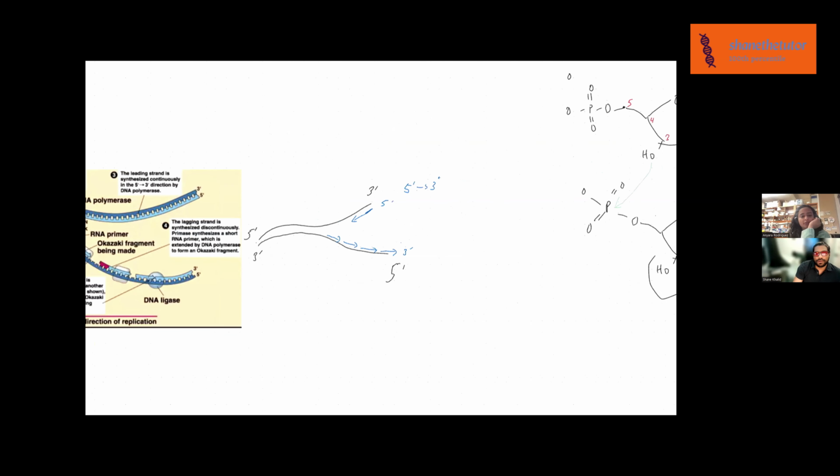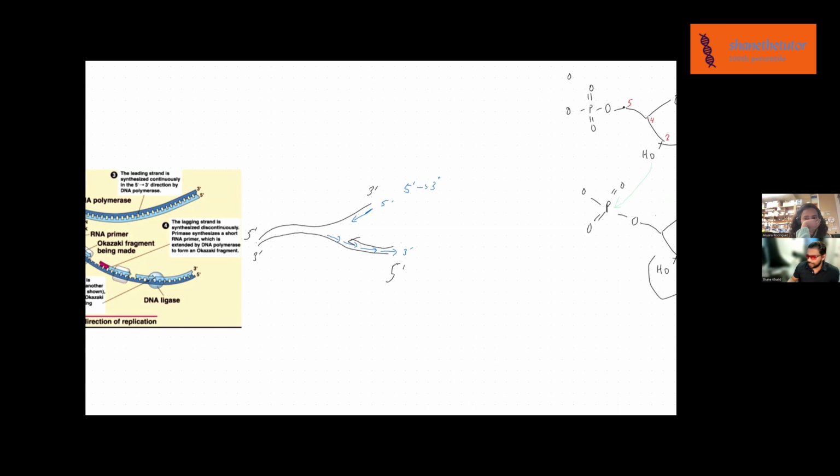So over here, from this 5 prime end that's being produced on the leading strand, it's doing it continuously just fine, right? But for this one over here, you can't have it go in that direction, because if you had it going in that direction, it would be going from 3 prime to 5 prime, right?